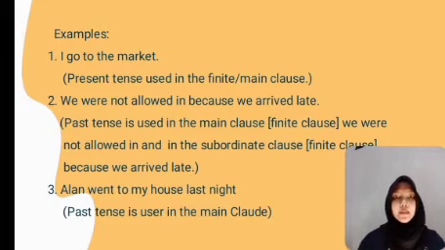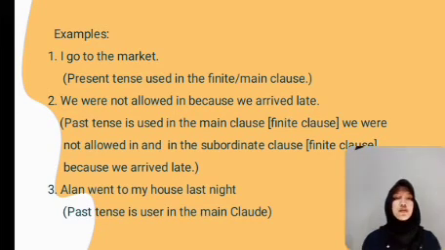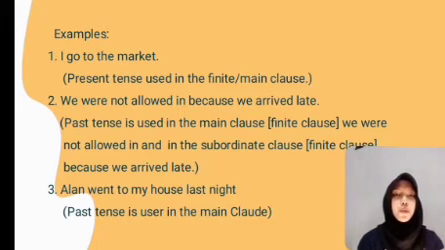And the last example is Alan went to my house last night. Alan is the subject, went is the verb. Went is the past tense of the verb, which explains that this clause is in the past tense. So past tense is used in the main clause. So Alan went to my house last night contains a finite verb, so this clause is called a finite clause.